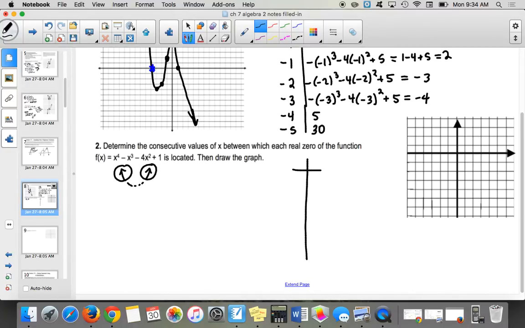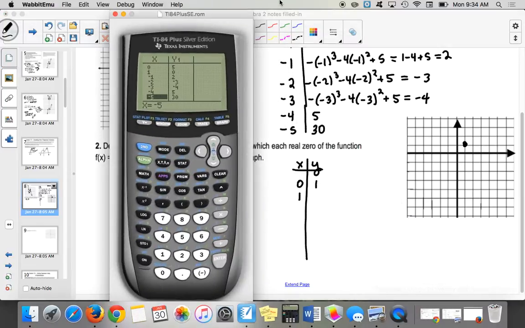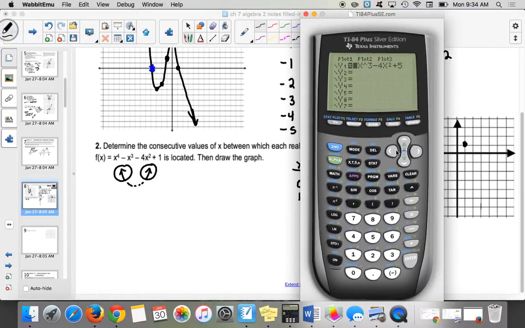So if I'm coming up with a t-table for this, I'm going to plug in different things. I know when I plug in 0, I get 1, right? I can plug in 1 and get something else. Do you guys want to use that t-table that we did before? So we can go to y equals, clear it out, and put in x to the fourth minus x cubed minus 4x squared plus 1. Then I can go to my table and put different things in.